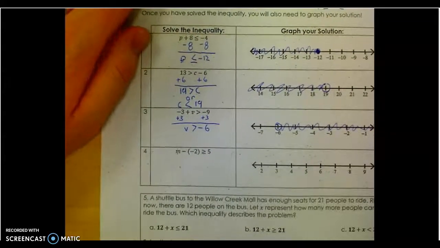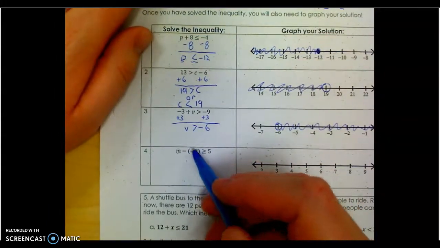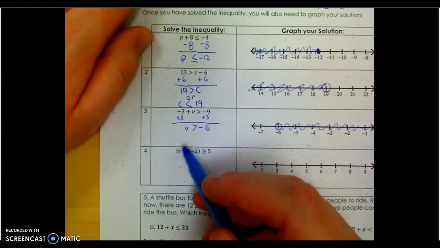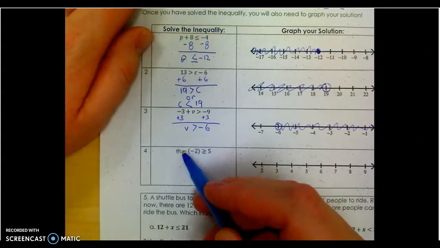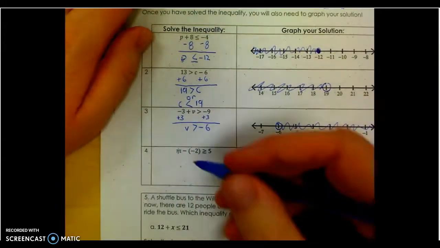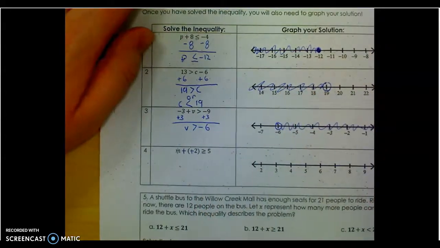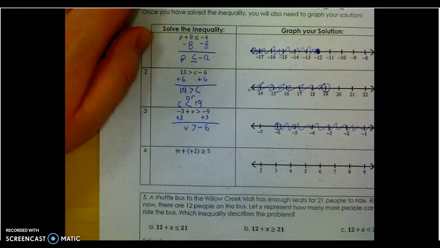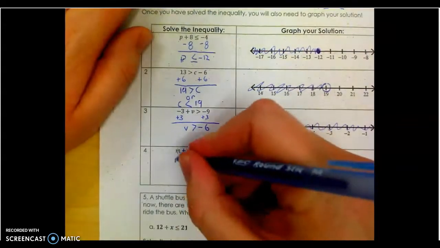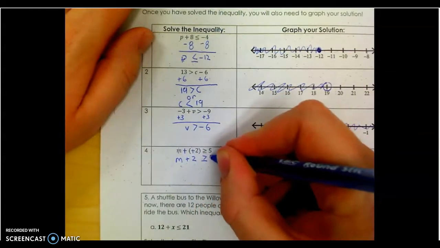Number 4, we have m minus negative 2. So a little bit of a tricky question. A lot of people want to immediately add 2 to both sides because they see the minus signs. But I know Mr. Metelsky taught you what subtracting a negative really is. When you subtract a negative, it's the same as adding a positive. We did that back in unit 3, I believe. So really, this is the same as m plus 2 is greater than or equal to 5.